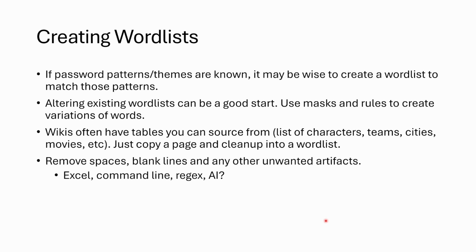Altering existing word lists is a good start, using masks and rules, or creating variations in word lists. We'll talk about some Hashcat utilities, at least one, surrounding creating the word list. As I mentioned, wikis for characters, teams, cities, sports teams, movies.